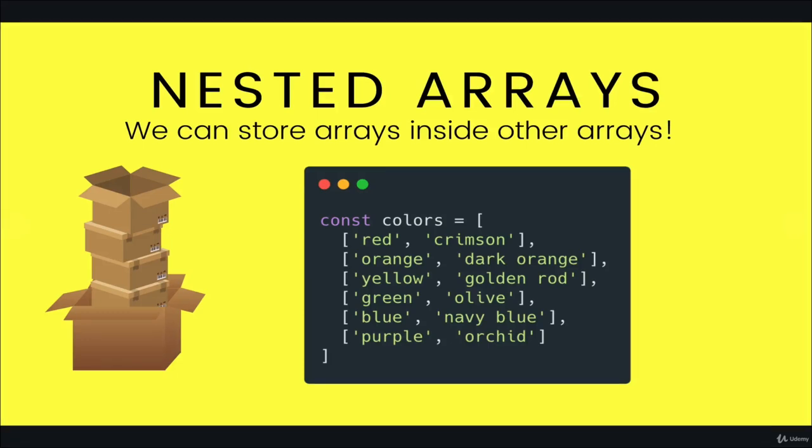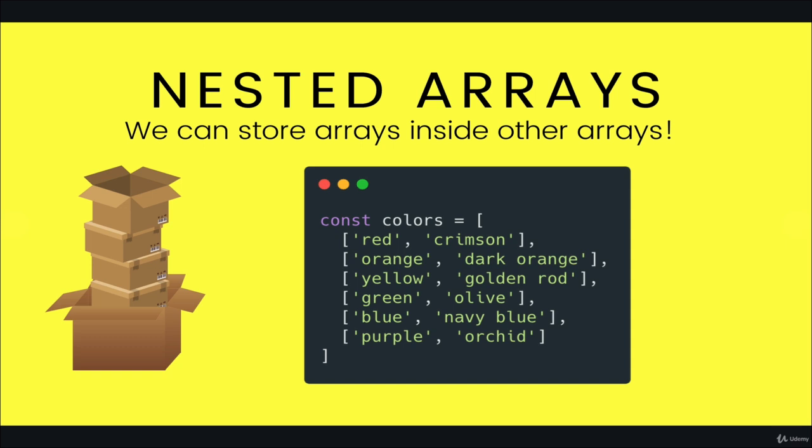I mentioned this early on, that arrays can store whatever we want, right? They can store primitives like strings and numbers and booleans, null and undefined, but they can also store other data structures like more arrays. They can store objects when we get to objects. So here's an example of a nested array.